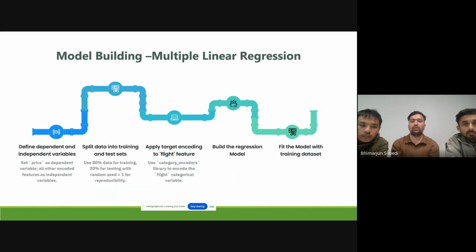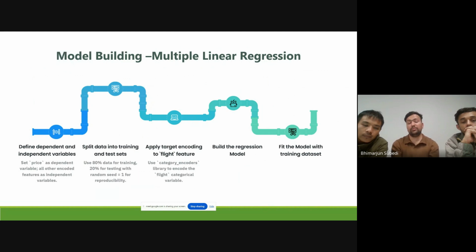After this EDA, we moved to building the model, and we chose the multiple linear regression model. To build it, we defined the dependent and independent variables. Our dependent variable is price, and all the other independent variables were encoded so they could be processed for train and test. We split the data into training and test sets with an 80 to 20% ratio and a random seed of 1 for reproducibility.